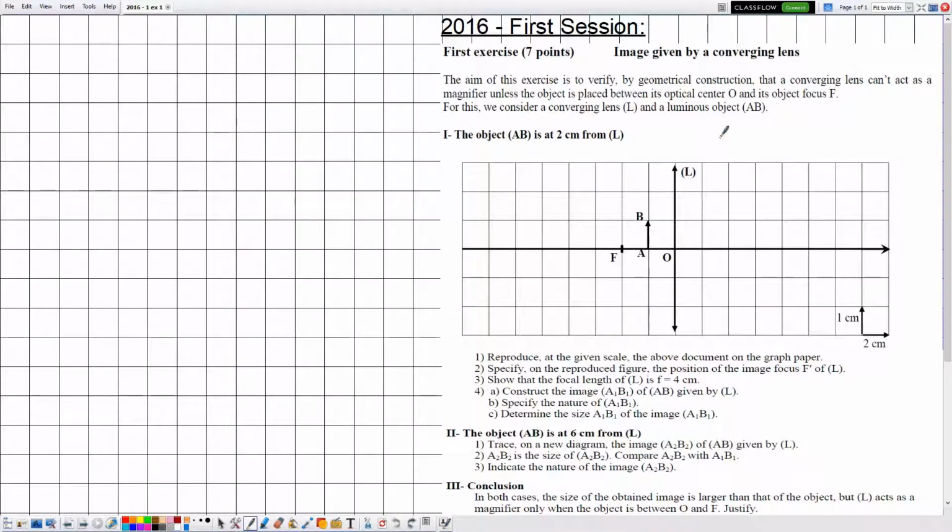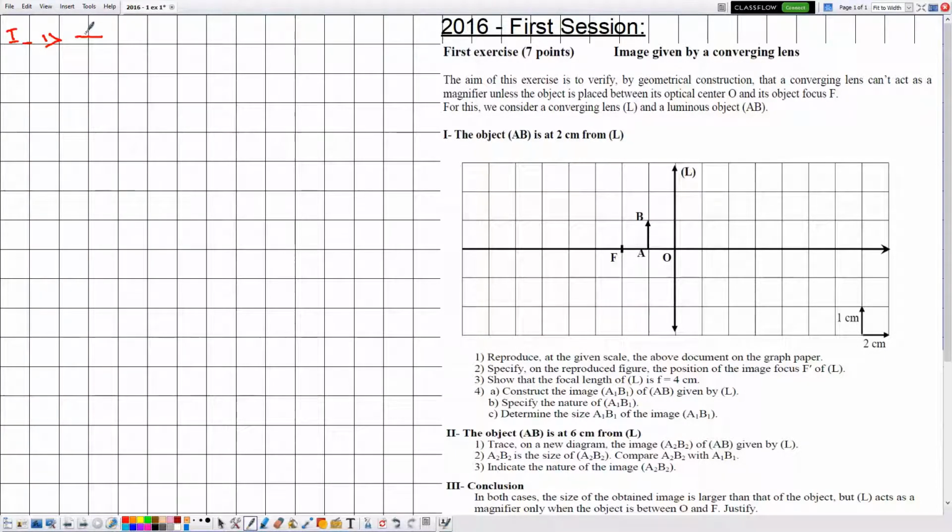For this, we consider a converging lens L and a luminous object AB. So, part 1, the object AB is at 2 cm from L. Okay, number 1. Reproduce at the given scale the above document on the graph paper. Notice that here they didn't indicate the direction of propagation of light, but we take it as in the same direction of the positive x-axis, which is from left to right.